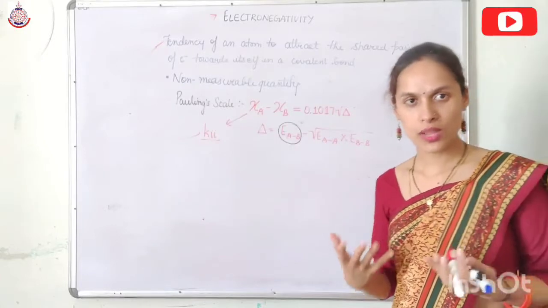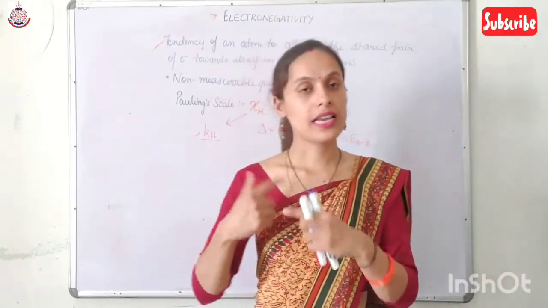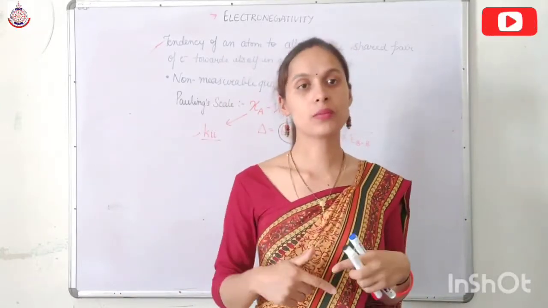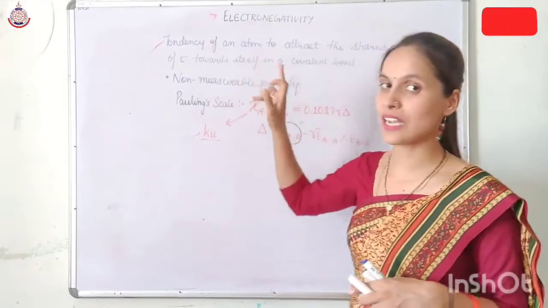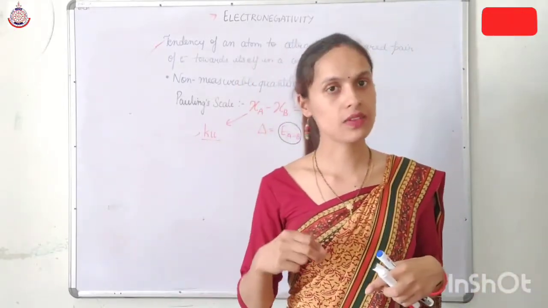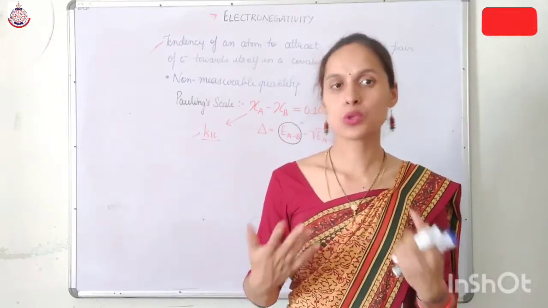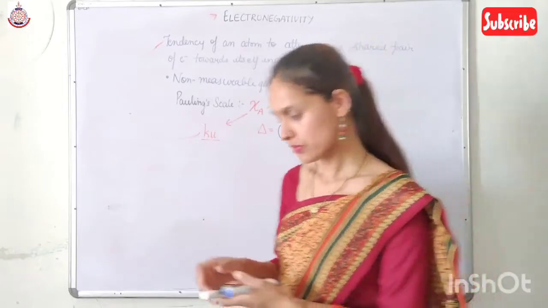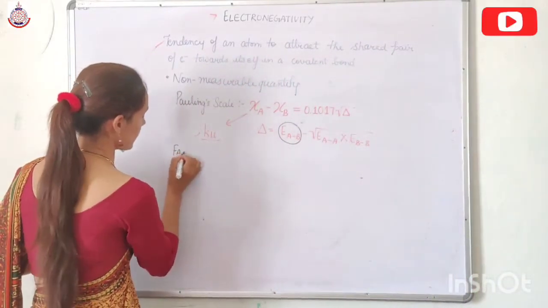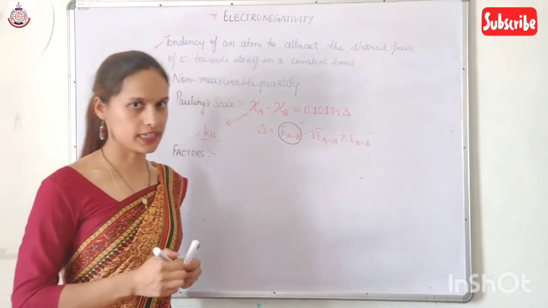So this is the Pauling scale, which is the widely used scale. Other scales we also have, but keep one thing in mind: electron gain enthalpy is a measurable quantity, ionization enthalpy is a measurable quantity, but we can't measure electronegativity. We simply express electronegativity as a relative number with respect to fluorine. Why fluorine? Because it is the most electronegative element.